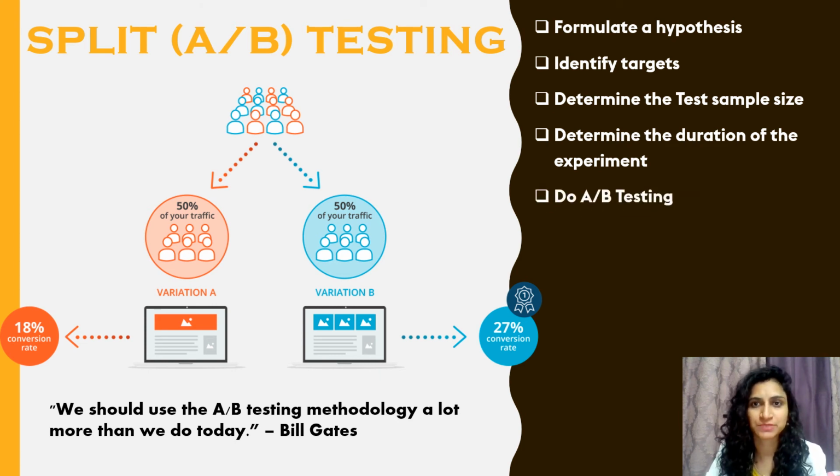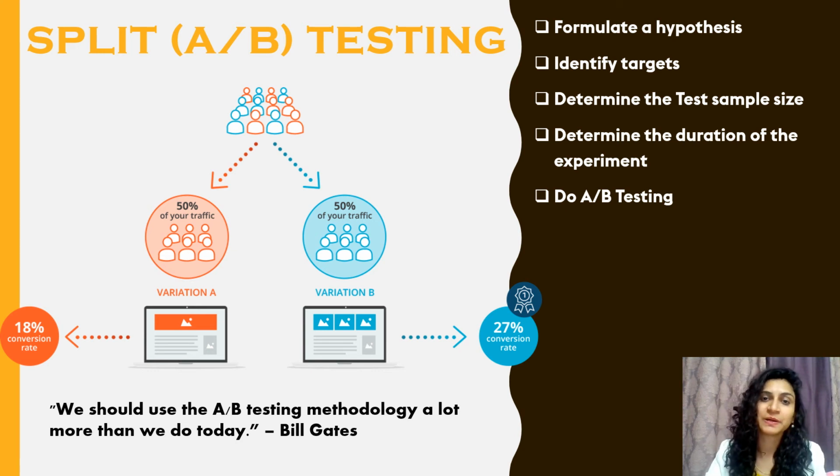Determine the duration of the experiment. You can have a duration from 14 days to a couple of months. Then do A/B testing. After the end of the experiment, you need to check which page has brought more targeted actions, for example, registrations, purchases, or page views, and use it in future. You will now be able to find out how changes in design affect the behavior of the audience.